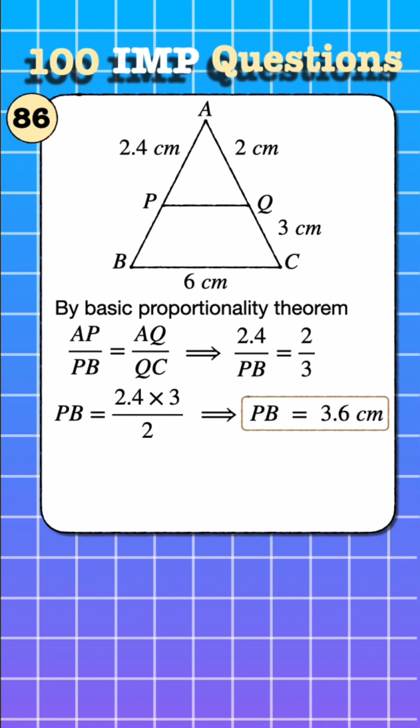Okay? So PB की value आ गई 3.6 cm. AB is AP plus PB, which is 2.4 plus 3.6. That will give you AB equal to 6 cm.